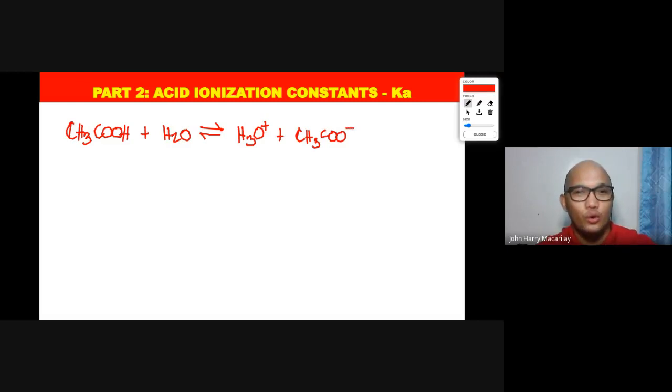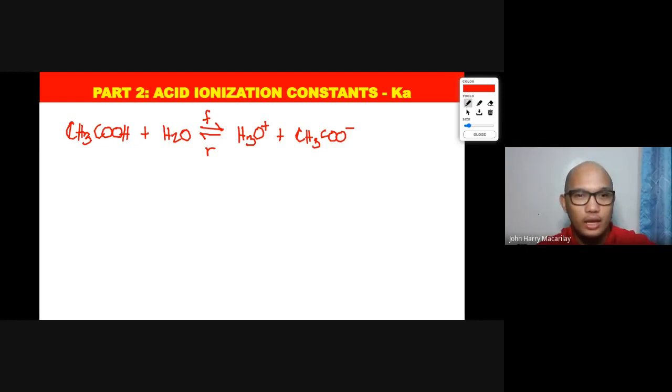So your forward reaction is proportional to the concentration of your reactant, and your reverse reaction is proportional to the concentration of your product. So at equilibrium, your forward reaction equals your reverse reaction. A constant is formed, which is defined as, again, product over reactant, or ionized over unionized.